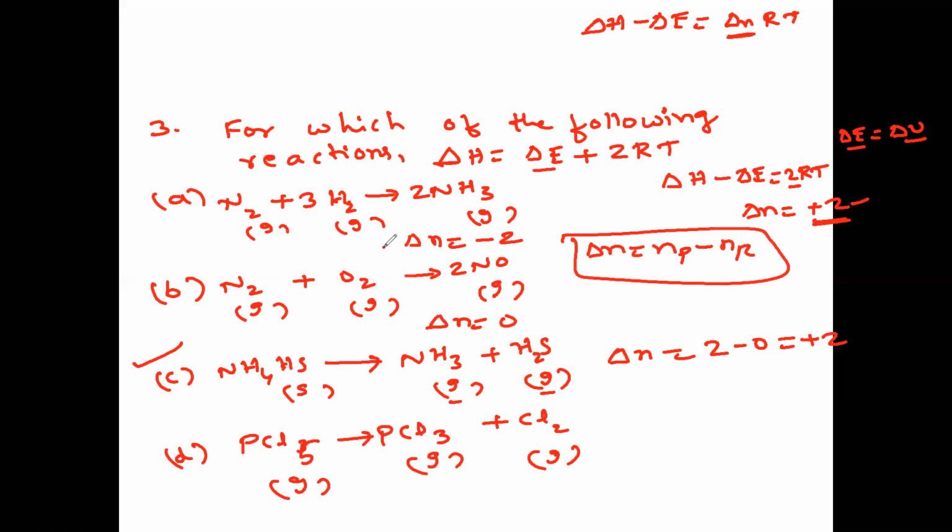So for the first case, delta N is equal to minus 2. Second case, delta N is equal to 0. Third case, delta N is equal to 2, because this is solid, so no need to consider. So 2 minus 0, it is plus 2. So the answer is the third option. I hope it is clear. This type of questions are most important. Next, question number 4.